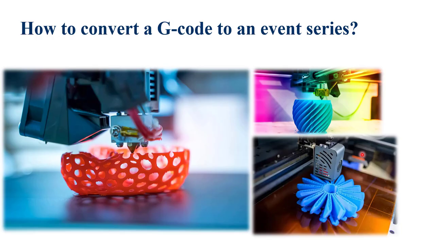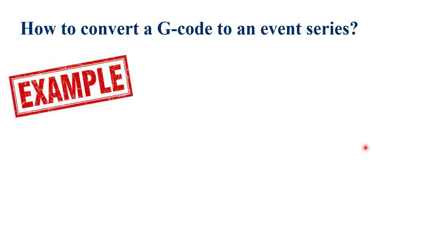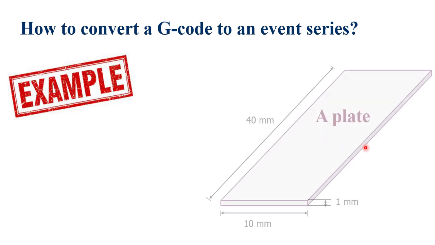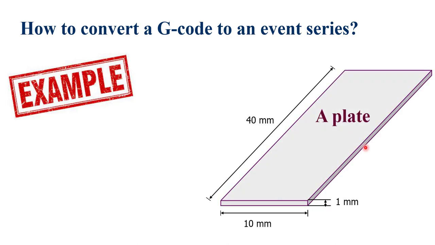Hello everyone. In this tutorial, you will learn how to convert a G-code to an event series and how to create a suitable G-code for your 3D printing simulation in ABAQUS. I will create a G-code for an example and convert it to an event series for a plate. The dimensions are as follows.